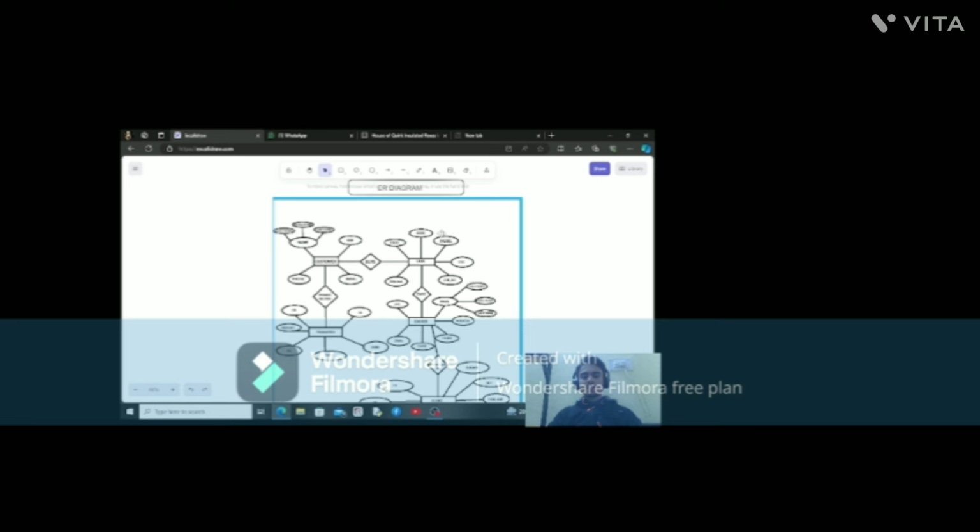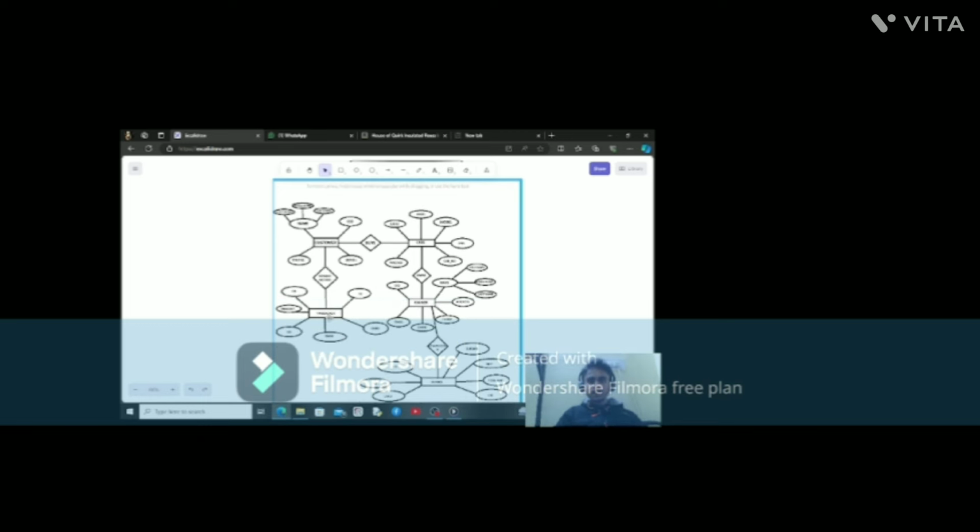So what is an entity? An entity is a rectangle which is used to represent a unique real-world object. You can just see here. Okay. And second, what is a weak entity? Weak entities are represented by double rectangles. Okay. So now let's just move on to the topic.